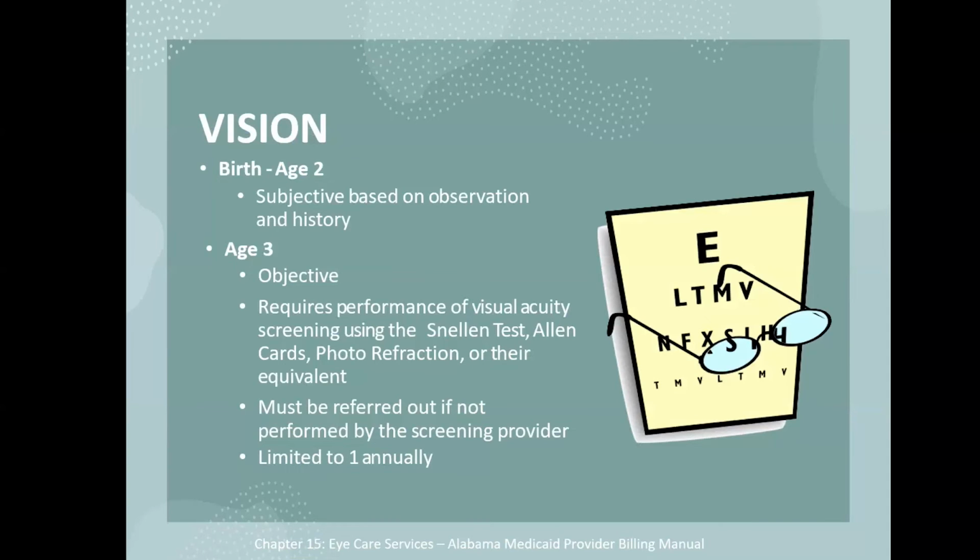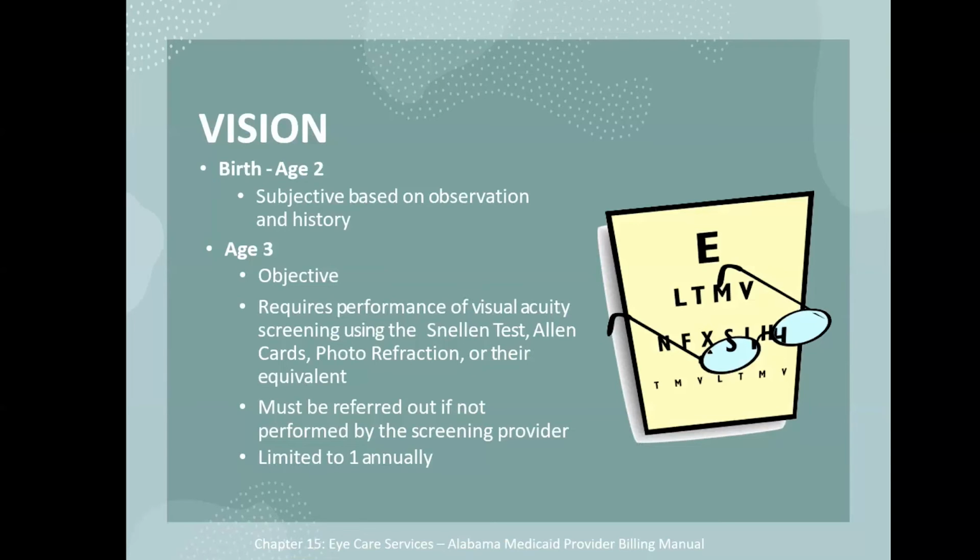Screening visits are available either as the result of an EPSDT referral or as a result of a request or a need by the recipient. A subjective screening for visual problems must be performed on children from birth through age 2 by history and observation. Objective testing begins at age 3.